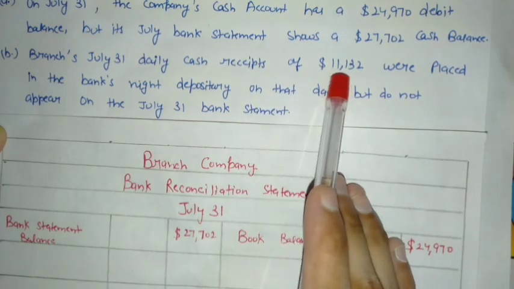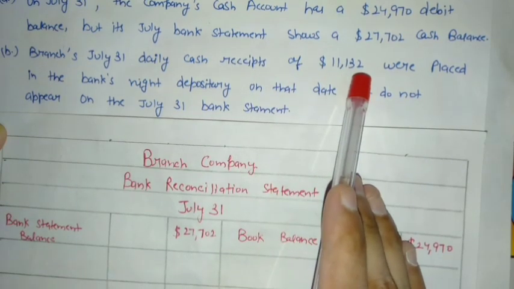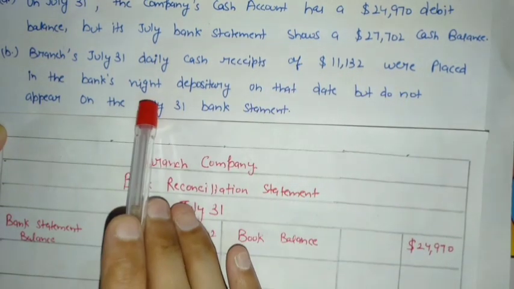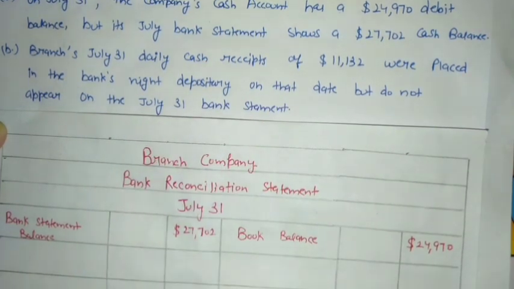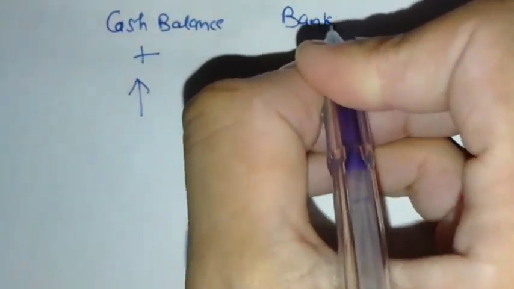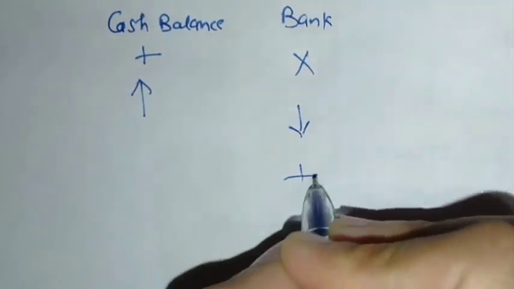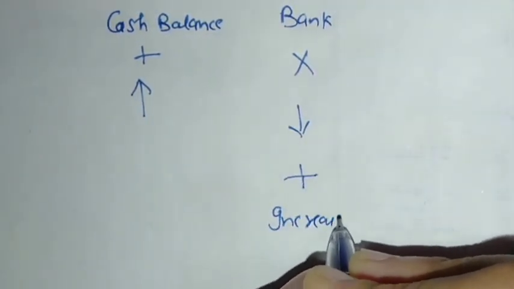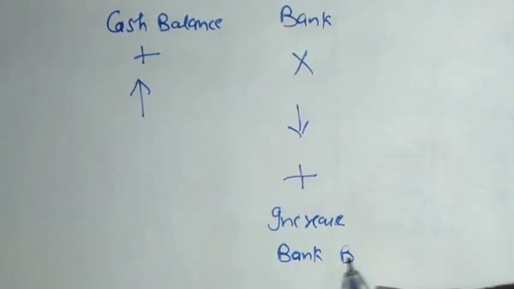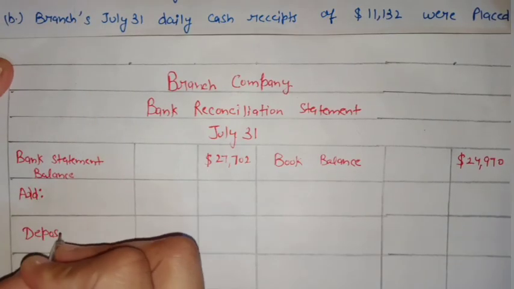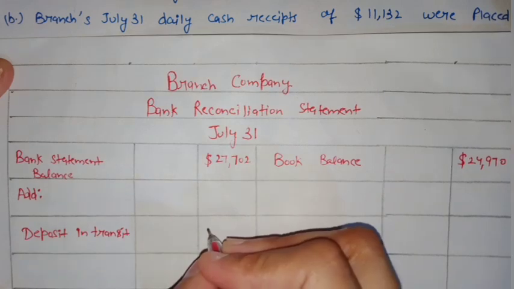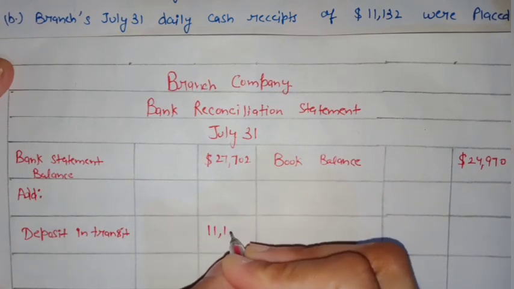Next, cash receipts of $12,132 were deposited in the bank, but they are not appearing in the bank statement. It means you have added these cash receipts and increased your cash balance, but the bank has not processed the receipts. Think about it. You will add this receipt to increase your bank balance. So we add deposit in transit of $11,132 to the balance as per bank statement.